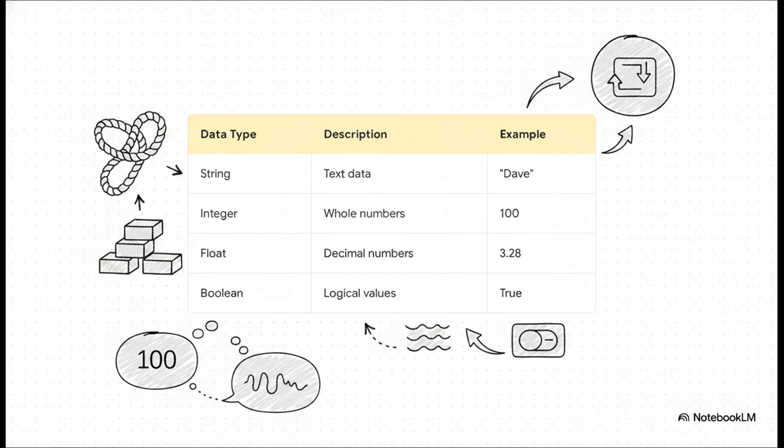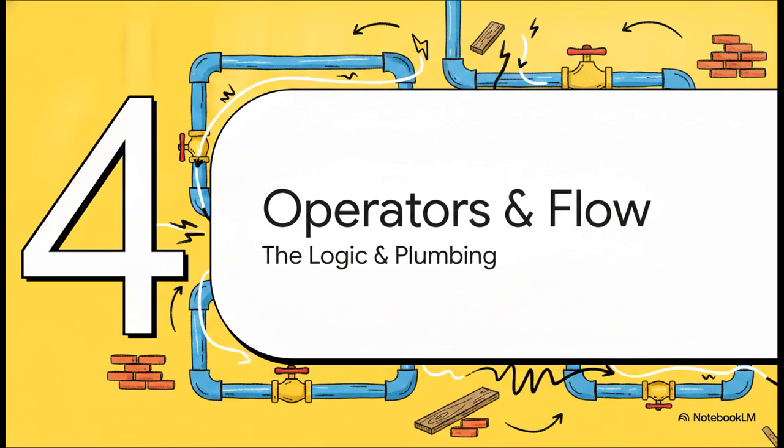Integers are your solid, whole numbers. Floats, those handle your numbers with decimals. And of course, the Booleans we just talked about. What's really fantastic here is that Python allows you to dynamically cast or convert between these. Like, you can turn the integer 100 into text just by wrapping it in a string function. Pretty cool, right? All right, Section 4, operators and control flow, the logic and the plumbing.